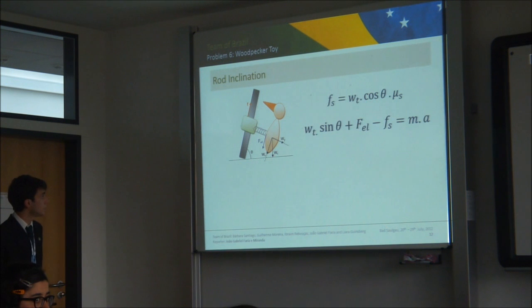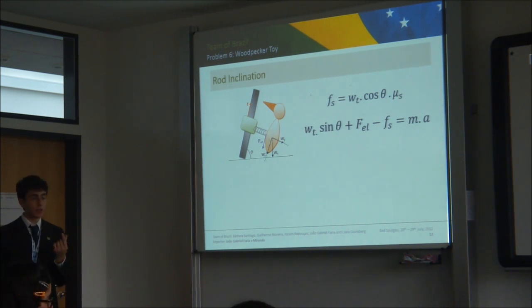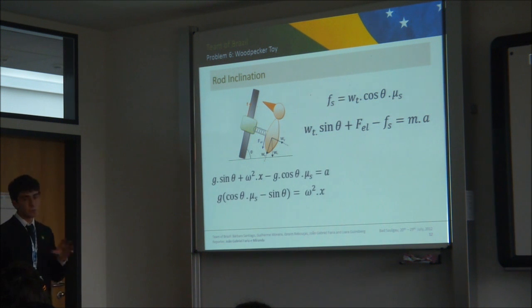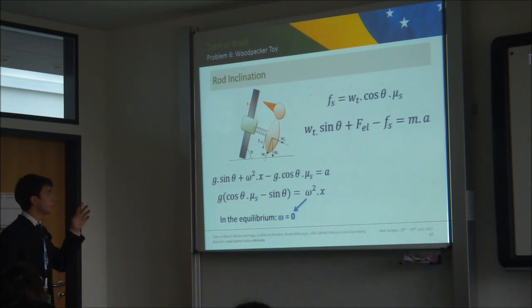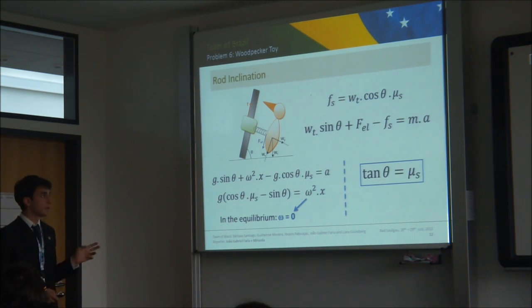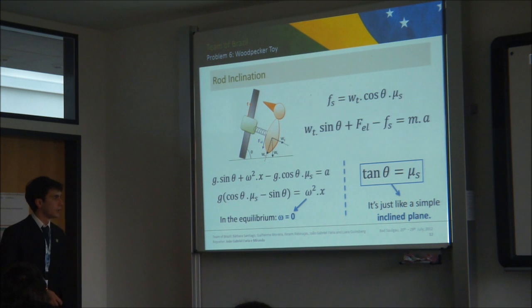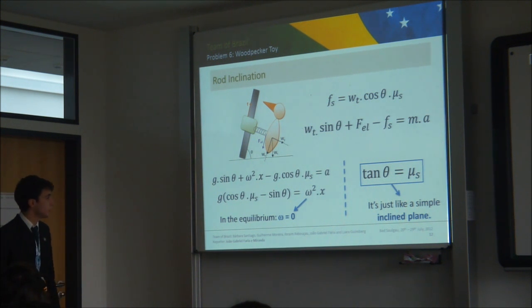The rod inclination: we can also get a limit for the inclination of the toy. There is a maximum angle where the woodpecker works. And analyzing this, the elastic force plus the friction, we get that it's just like a simple inclined plane, where tangent of theta is equal to the friction coefficient of the woodpecker. And we will see this later in our experiments too.